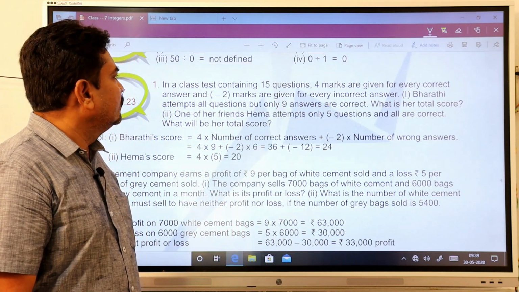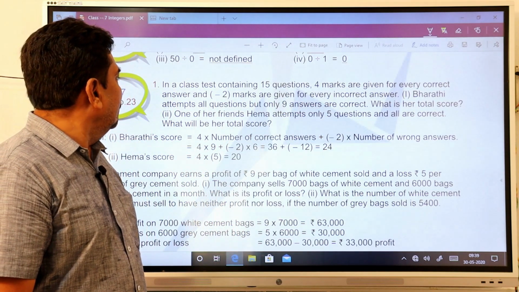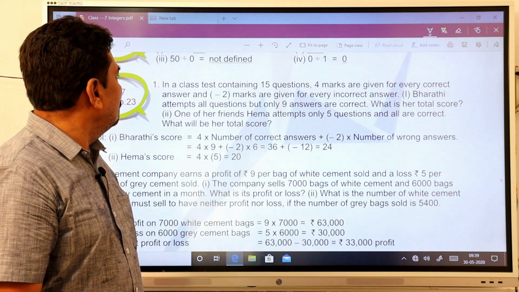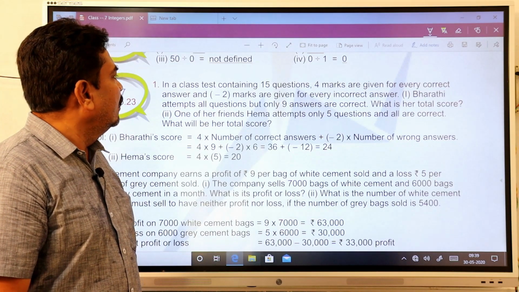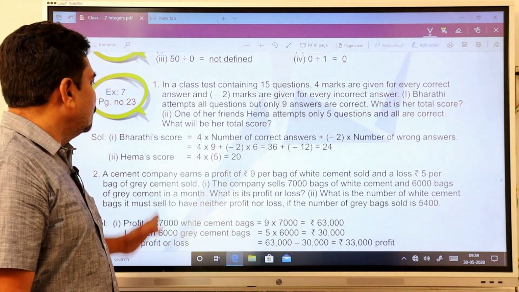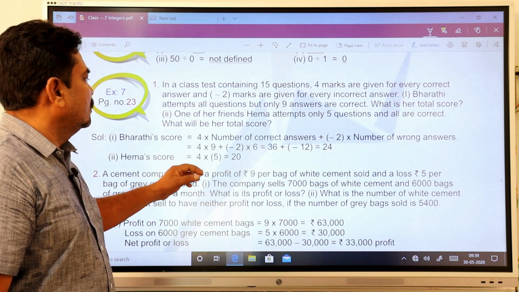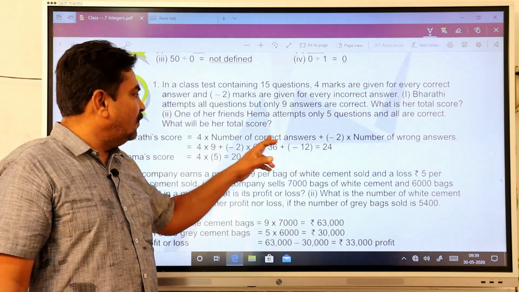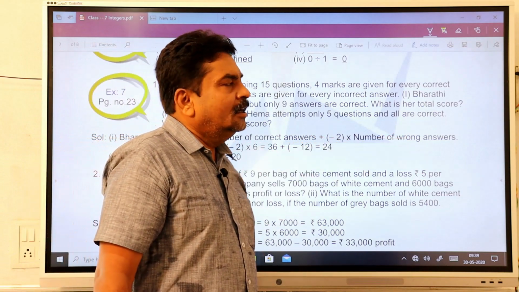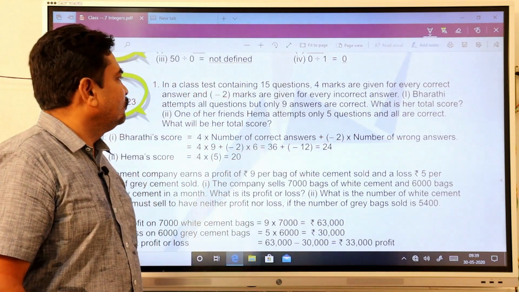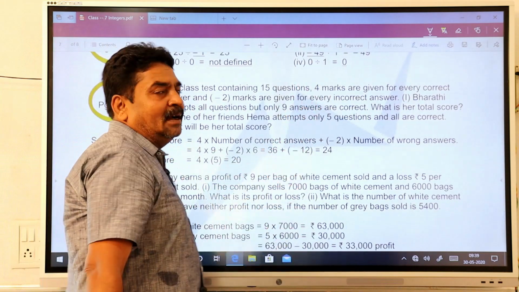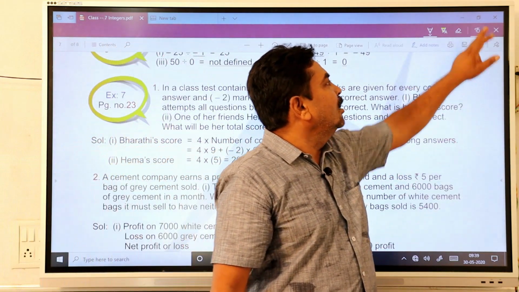Okay, let's see. Here, if they don't attempt, what are the marks? What are the marks given? No, he has not given it in the question. Let's see. We'll do it this way itself. So, Bharti scores 4 marks for each correct answer and minus 2 for wrong answers. So here Bharti gets 4 marks for a correct answer, and minus 2 marks for a wrong answer.